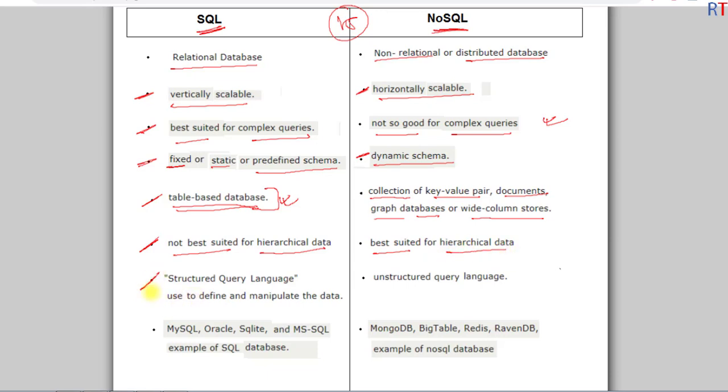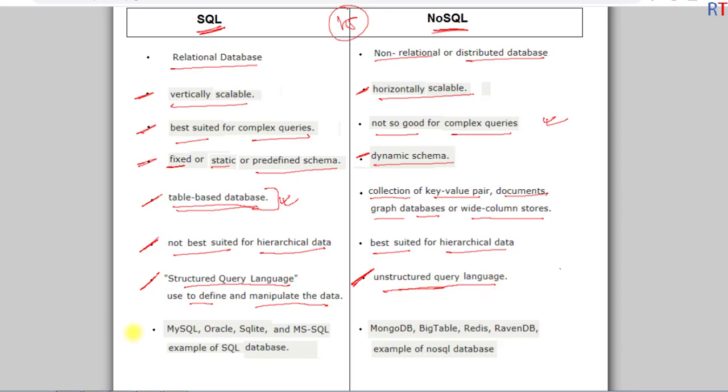SQL databases use the very powerful structured query language to define and manipulate the data, whereas in NoSQL databases a collection of documents is used to query the data. That's why it is also called unstructured query language.